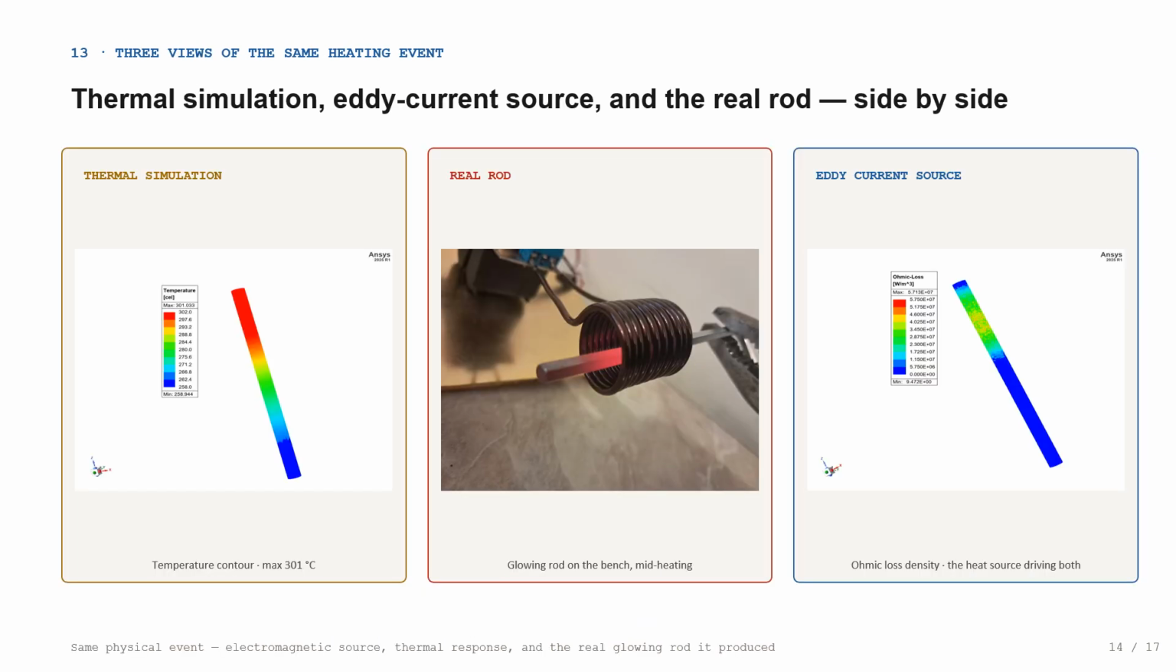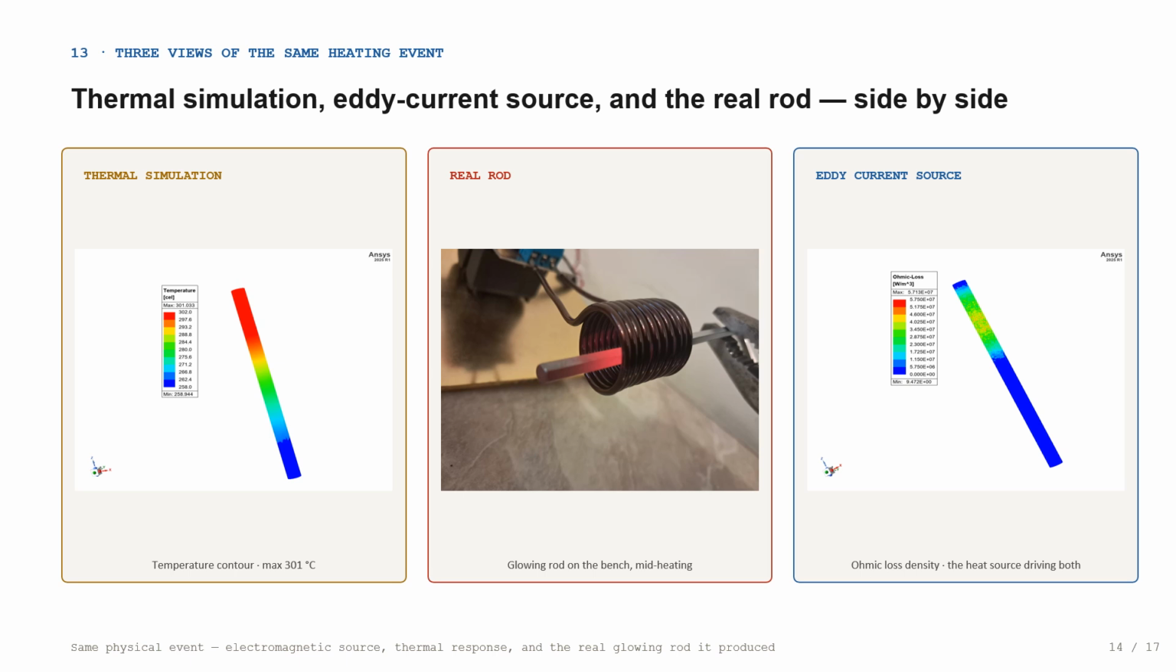I like this slide because it puts three completely different representations of one physical event side by side and asks you to hold them in your mind simultaneously. On the left, the thermal simulation's temperature contour, the consequence, the thing we ultimately care about, peaking at 301 degrees. In the middle, the real rod itself, glowing visibly red-hot on the bench mid-heating, the ground truth we are trying to predict. And on the right, the eddy-current source, the ohmic loss density map, which is the electromagnetic cause underlying everything else on this slide.